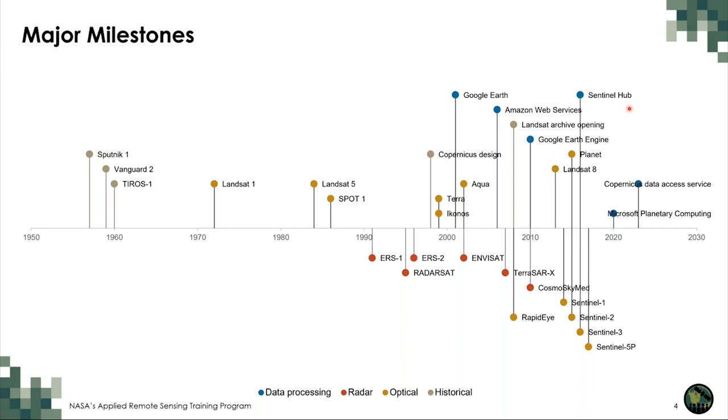Since then, many similar platforms have been developed. We have seen the expansion of Google Earth Engine capability, the launch of Microsoft Planetary Computer, and the others. Perhaps also to mention is the Copernicus Data Access Service that was launched this year to simplify the access to Copernicus data.